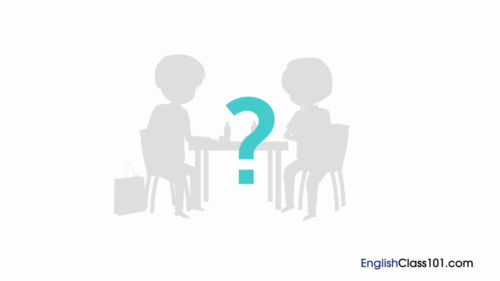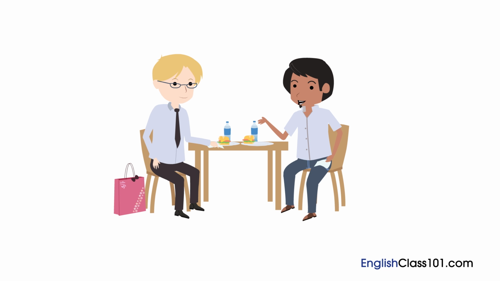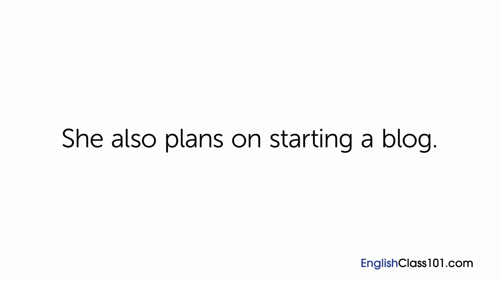Do you remember what else Gustavo said about Luisa's future plans? She also plans on starting a blog about American culture. First is the word she. Next is the word also. After this is the phrase plans on. And last is the phrase starting a blog. Together, it's: She also plans on starting a blog.